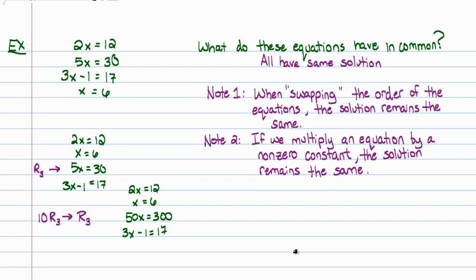I was pretty technical with how I wrote this down. If we multiply an equation by a non-zero constant, in other words, if we just multiply both sides of the equation by a number, as long as that number is not 0, then the solution remains the same. If I had multiplied that row 3 by 0, I would have had 0 equals 0. There's no way to determine what x could have been then. So you have to make sure you multiply by something non-zero. Okay, I kind of believe that.